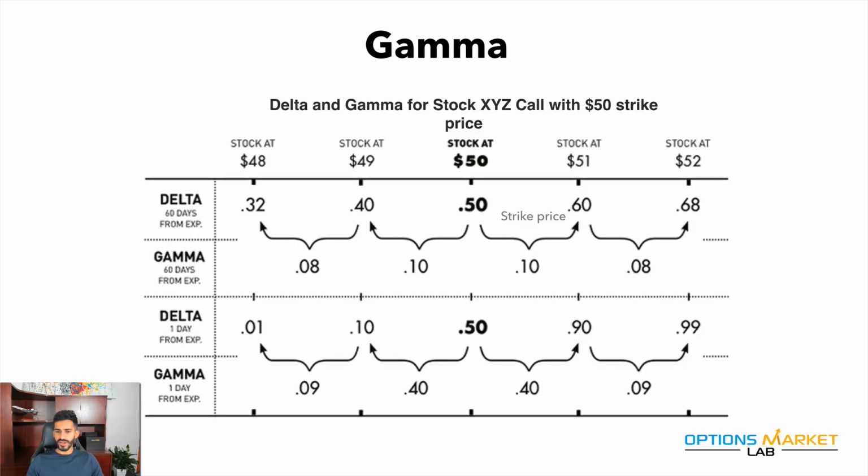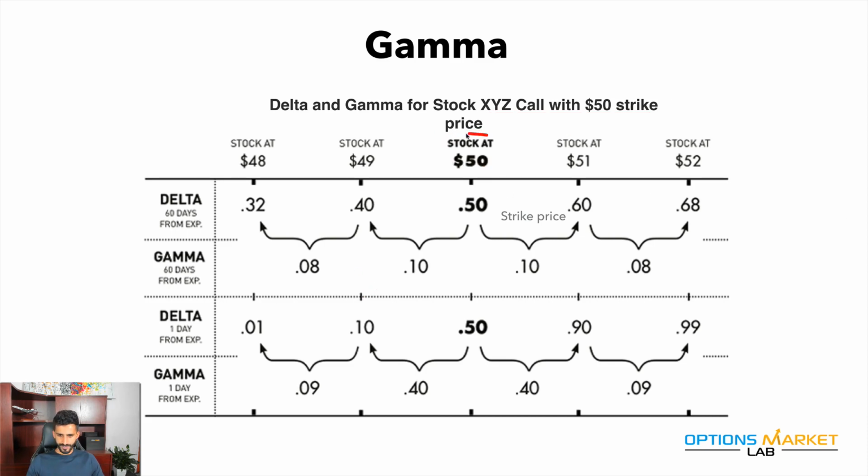Now, if you guys look here, here's another example. You can see delta and gamma for stock XYZ call with a $50 strike price, right? The strike price is at $50. Now, if the stock goes to 51, you can see the gamma, you can see the delta, you can see how it's all adding and deducting away from the overall move. Very important to understand that.